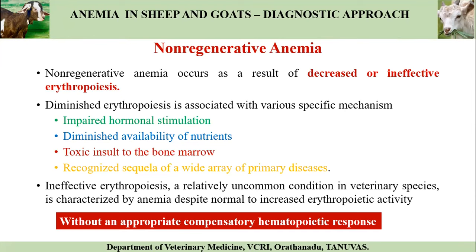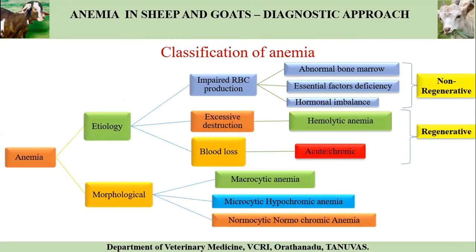Then ineffective erythropoiesis, a relatively uncommon condition in veterinary species, is characterized by anemia despite normal to increased erythropoietic activity. So in this stage, you have to remember, if an appropriate compensatory hematopoietic response is not there in the particular animal, the animal will go to non-regenerative anemia. Just recalling, non-regenerative anemia may be due to abnormal bone marrow, essential factor deficiency, and hormonal imbalance.